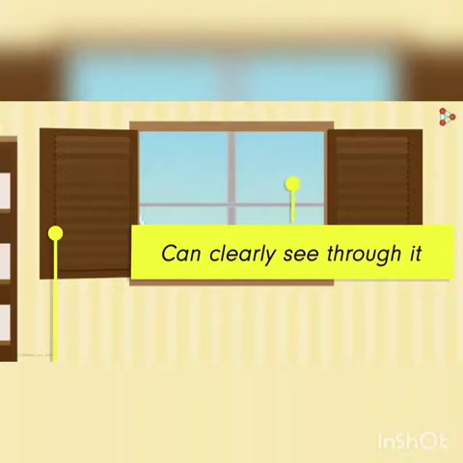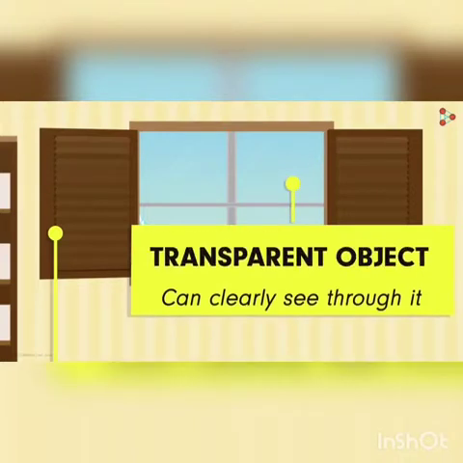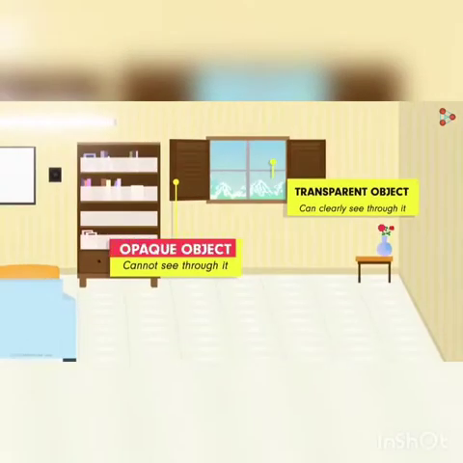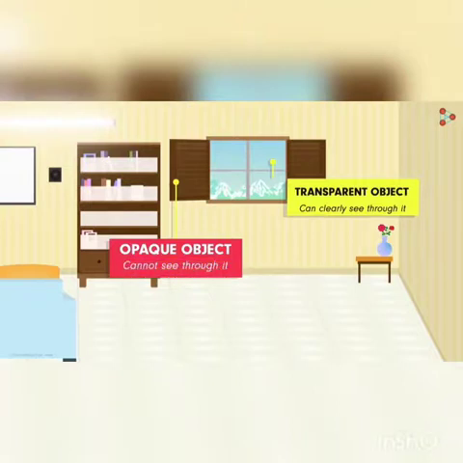Such objects are called transparent objects. Earlier the wooden shutter was opaque, and the opaque objects do not allow light to pass through them.